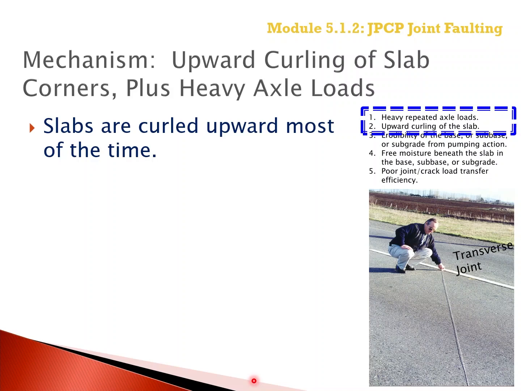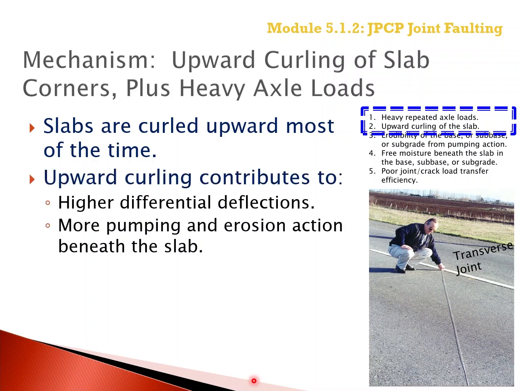The PCC slabs are curled upward much of the time. The upward curling of the slab, combined with the repeated application of heavy axle loads, contributes to higher differential deflections and the increase in potential for pumping and erosion beneath the concrete slab.